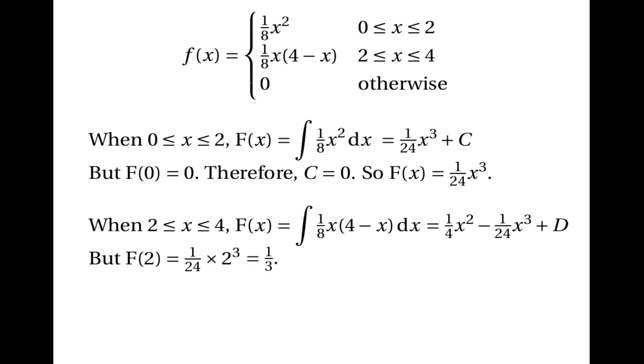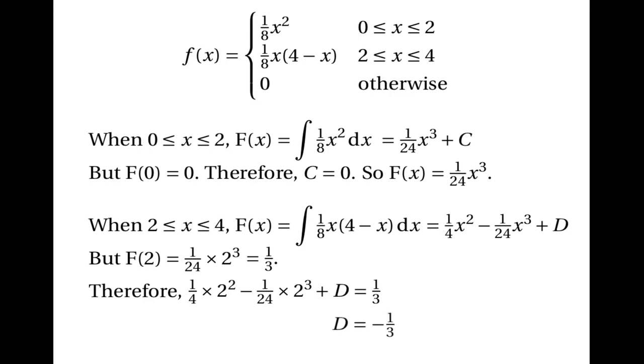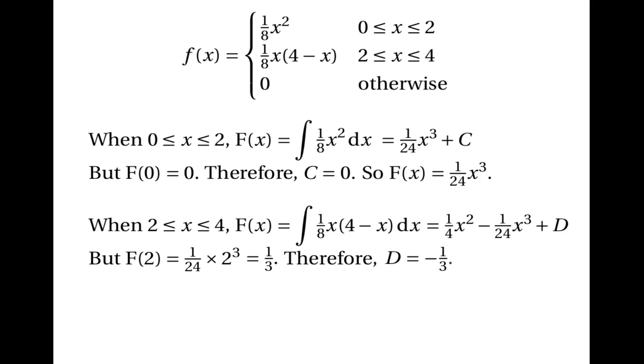And there's only one value of d which will give us the answer a third, when we substitute x equals 2 into our new formula. When we substitute in 2, we get a quarter times 2 squared minus 1 over 24 times 2 cubed plus d. And we know that that's meant to give us the answer a third, so we've got an equation for d. If you solve it, you find out that d is equal to minus a third. So therefore d is minus a third.